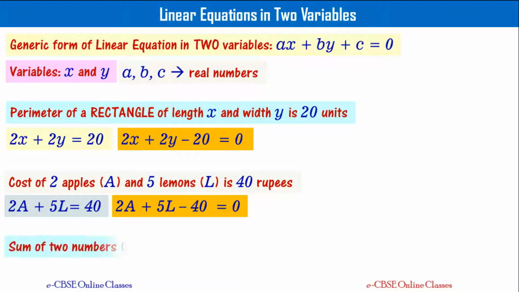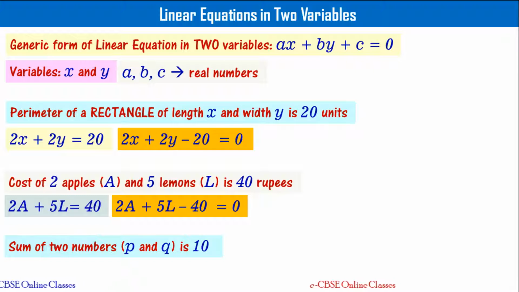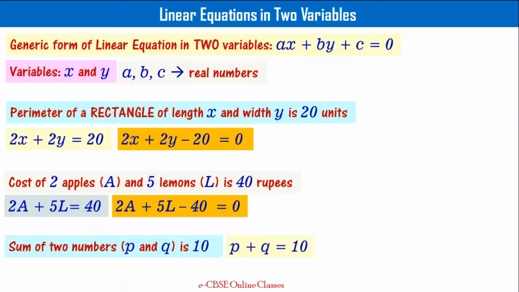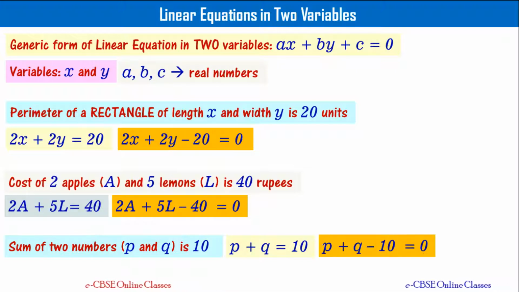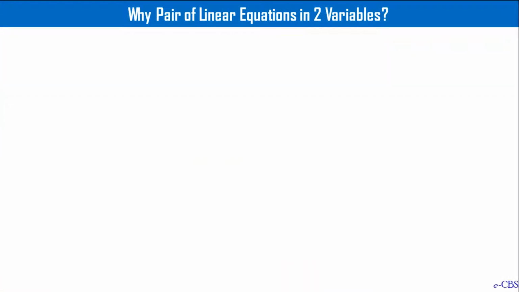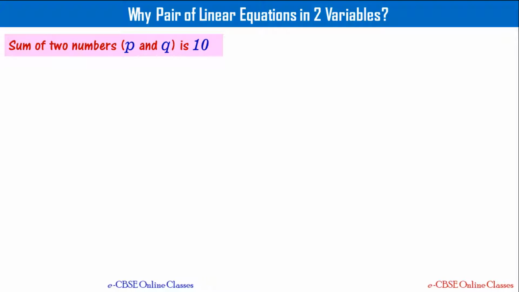We also looked at another case where sum of two numbers p and q is 10, which can be written as p plus q equal to 10. It is also written as p plus q minus 10 equal to 0. Now, let's ask this question: why pair of linear equations in two variables? To understand that, let's go back and look at one of the example problems.